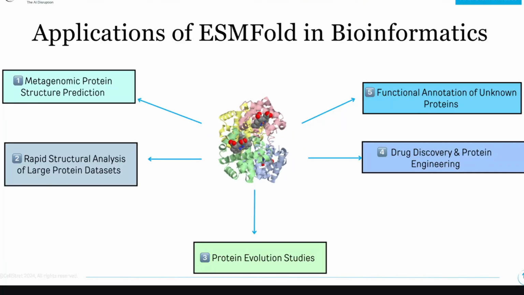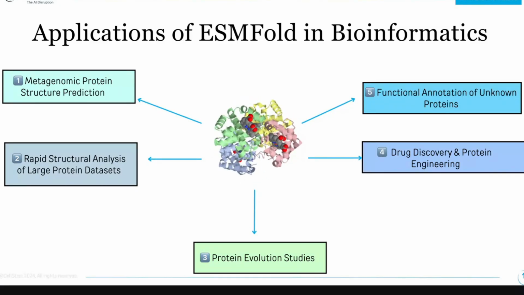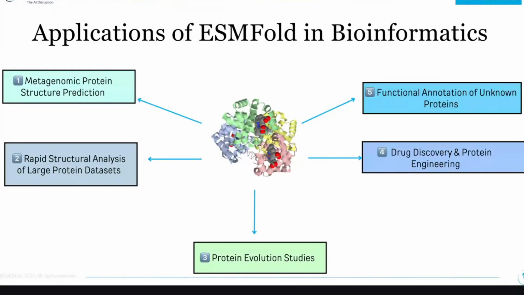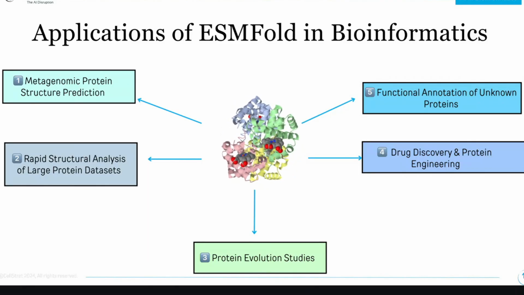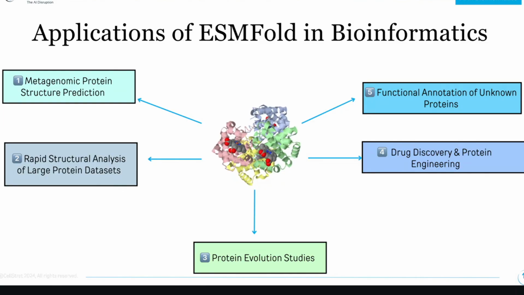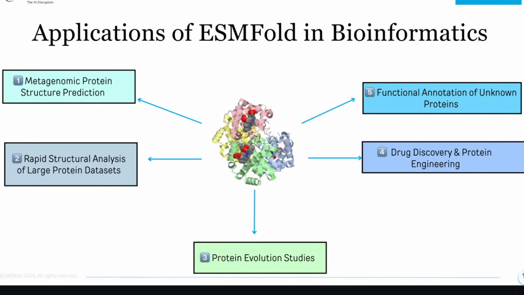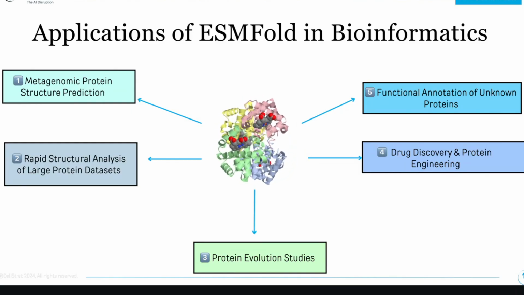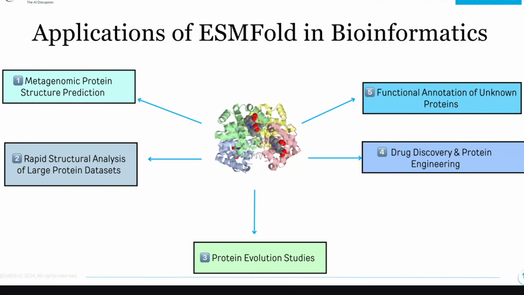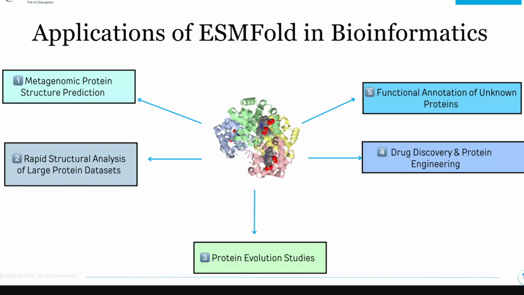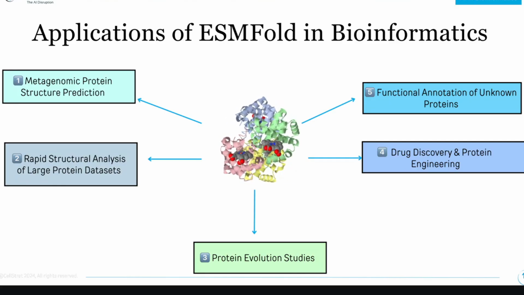Then we have drug discovery and protein engineering. Assists in designing stable proteins and optimizing drug targets. Identifies novel conformations for druggable proteins, and then we have function annotation of unknown proteins. This predicts structures to infer functions for uncharacterized proteins, right? So if there is some uncharacterized unknown protein, it predicts the structure for that particular protein. And it also supports AI-driven annotation by matching these protein structures to known domains.